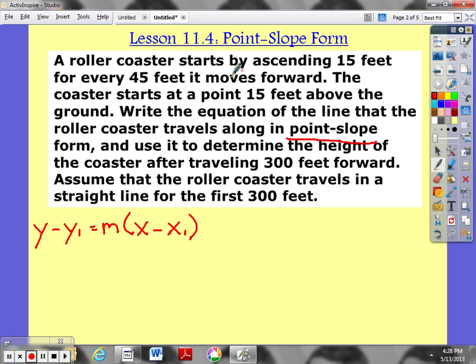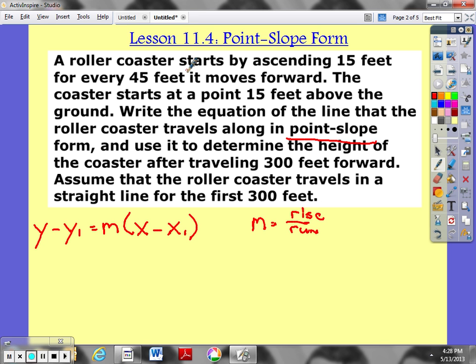Now I need to go back into this problem and pull out some numbers to see if I can find something. So I know that slope, m, is always the rise over the run. I'll actually write rise out.